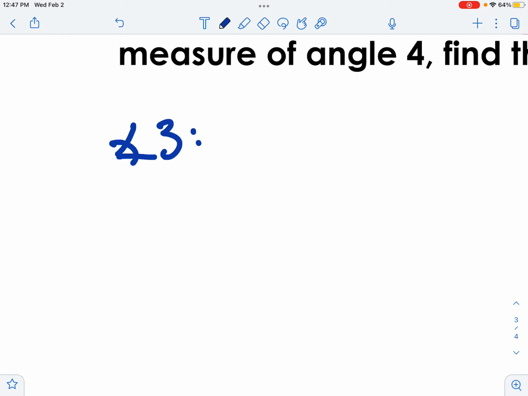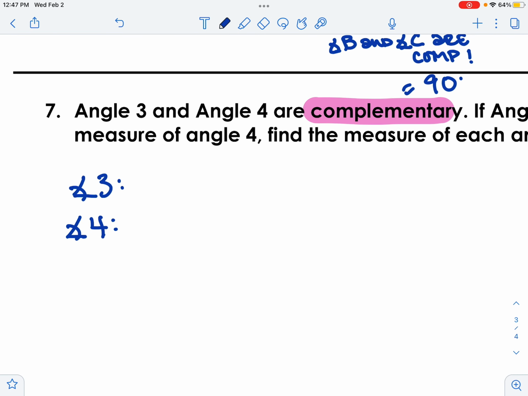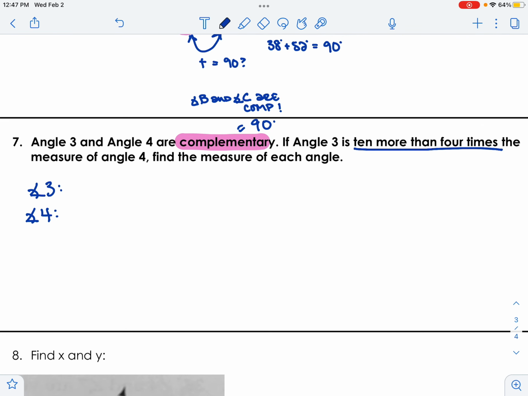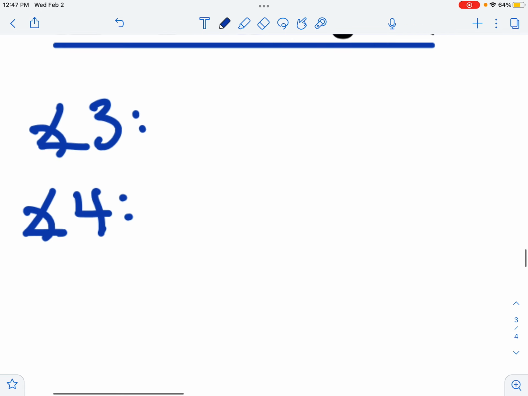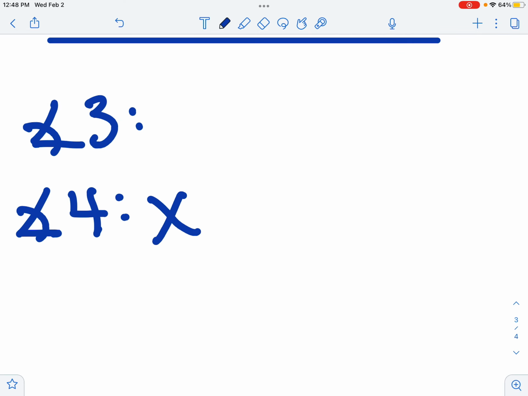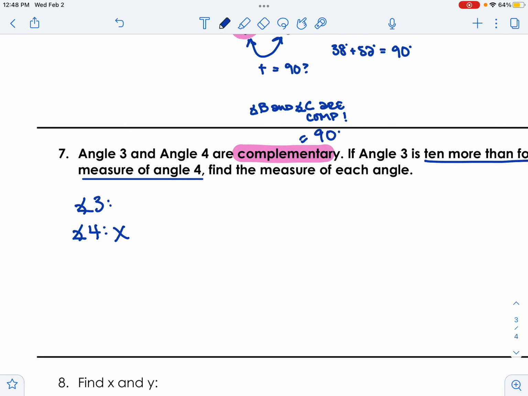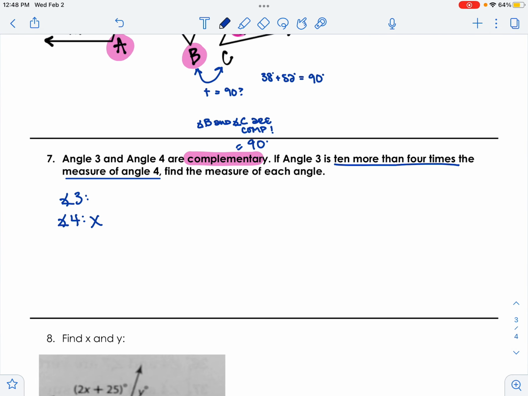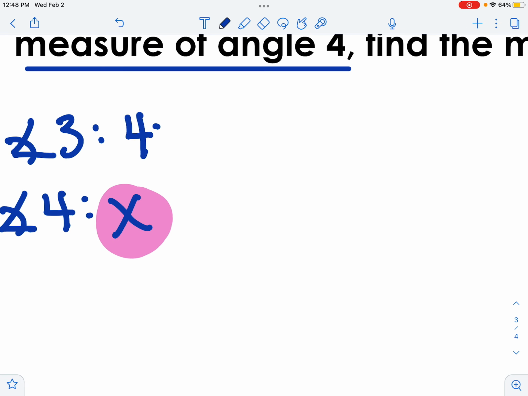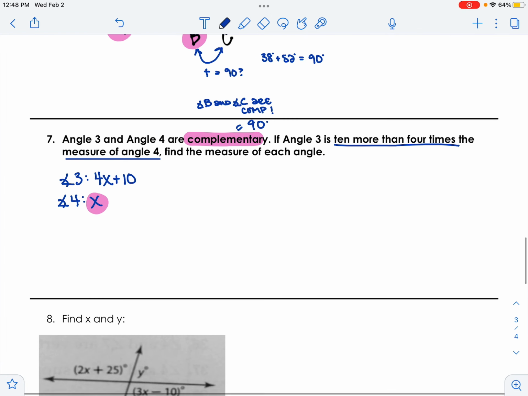What I like to do is start each of these questions by writing an expression for angle 3 and angle 4. Now it says that angle 3 is 10 more than 4 times the measure of angle 4, but we don't know what angle 4 is. So what we do in math is we let angle 4 be x and use a variable because we don't know what it is. So now, if angle 4 is x, I'm going to translate for angle 3 that it is 4 times x plus 10. 10 more than 4 times angle 4, which is x.